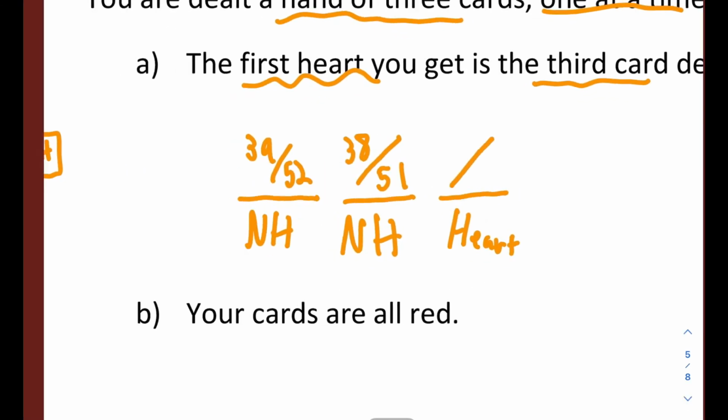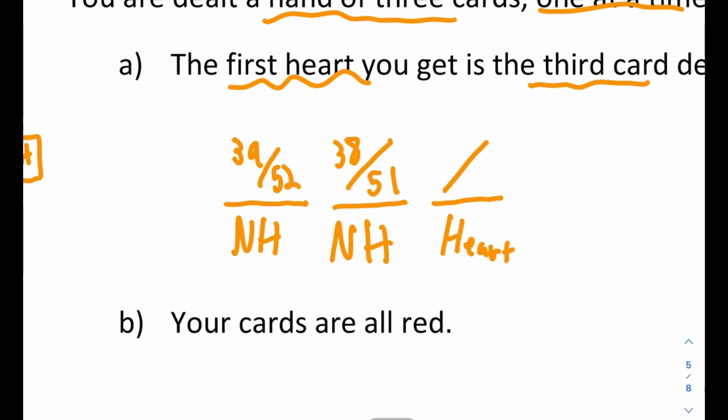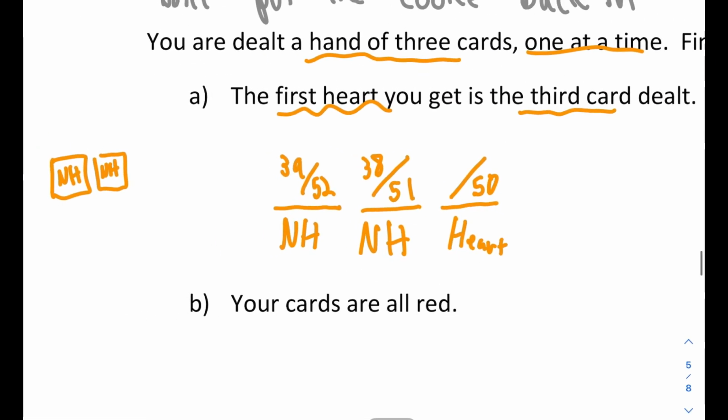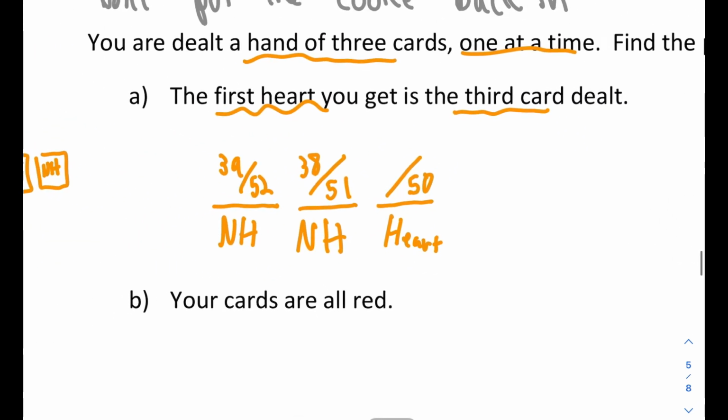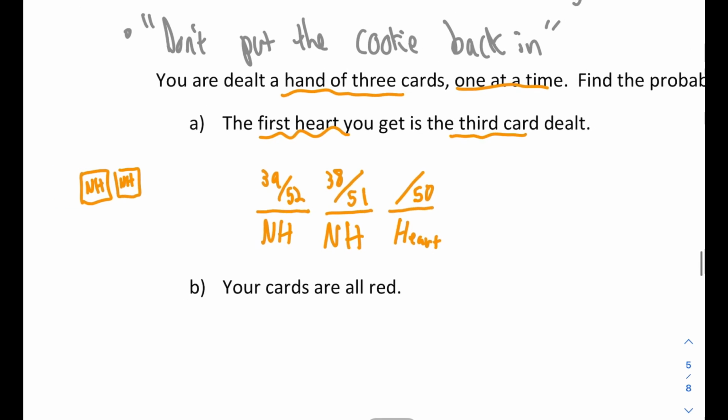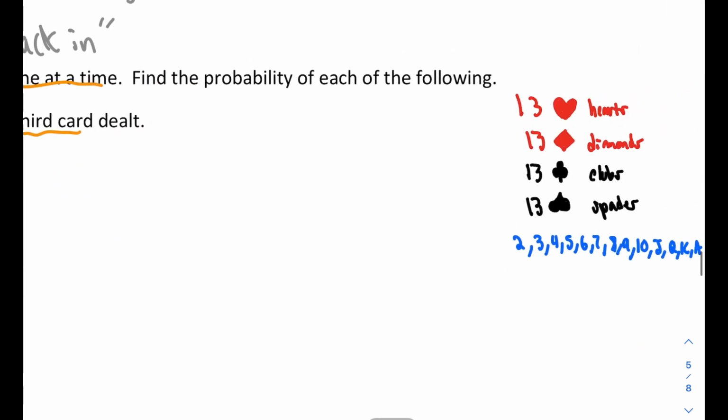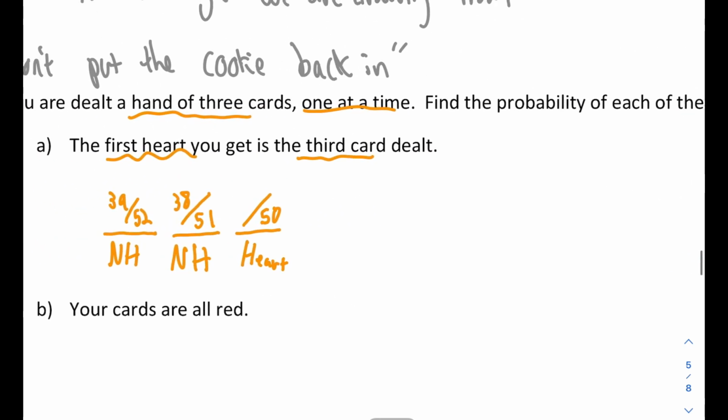Now if I look at my deck of cards, there aren't 51. You just took 2 cards. Now we only have 50. And we want this last one to be a heart. How many hearts do we still have in the deck of cards? We haven't touched any hearts. So we still have 13 hearts there.